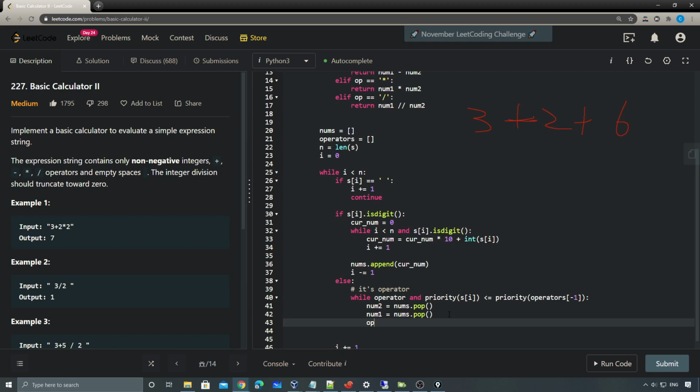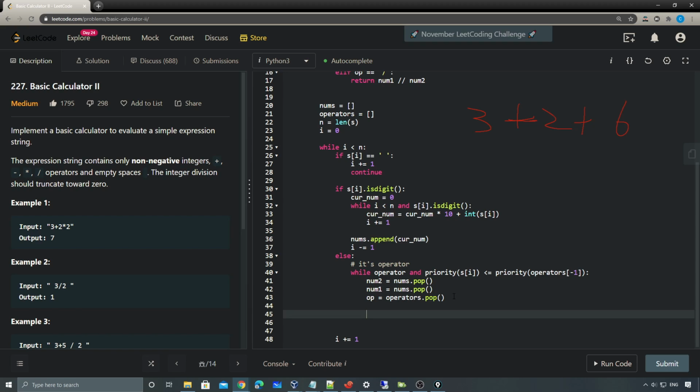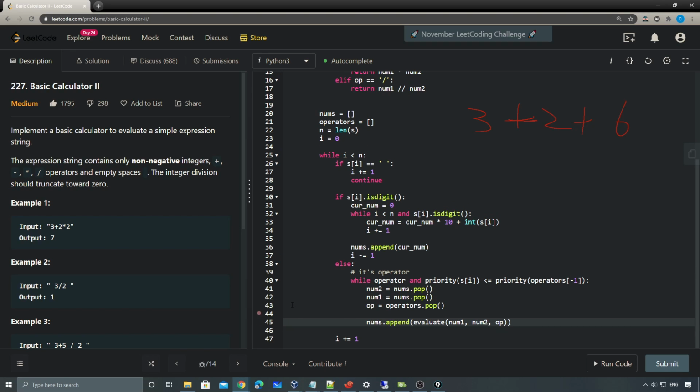And of course, after popping two numbers, we also need to pop the operator out, operators.pop. Then we can just evaluate the numbers. After the evaluation, we need to append the result back to the nums stack. So we evaluate by passing num1, num2, and operator. Cool, that's how we calculate the previous ones.